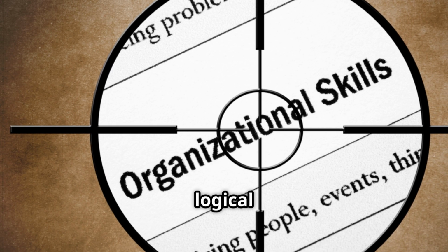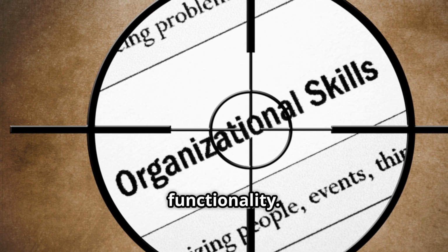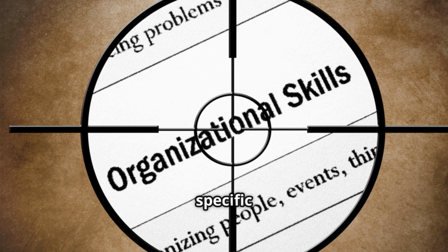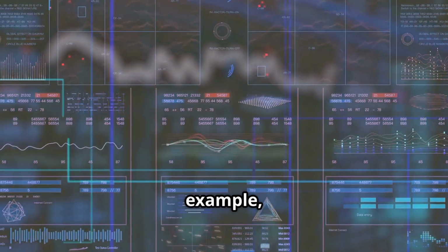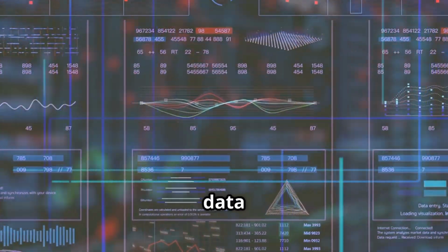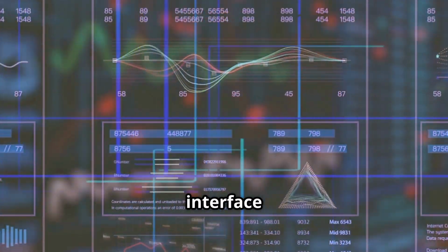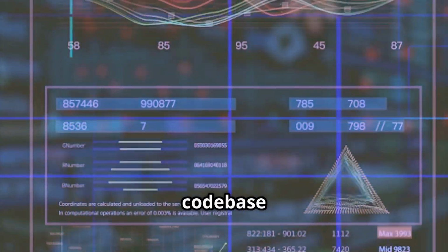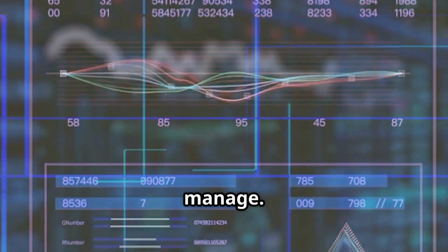Fourth, group related code together. Organize your code into logical groups based on functionality. This helps in keeping your code base organized and makes it easier to locate specific pieces of code. For example, you could have separate modules for data processing, user interface elements, or network operations. This separation of concerns makes your code base more modular and easier to manage.